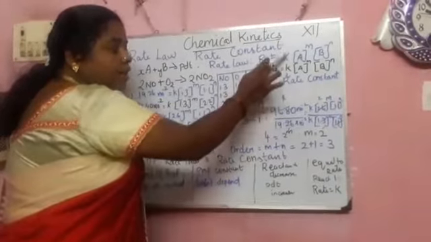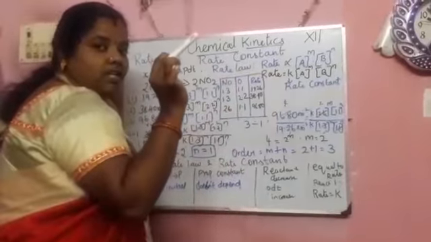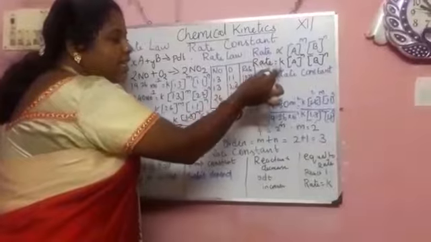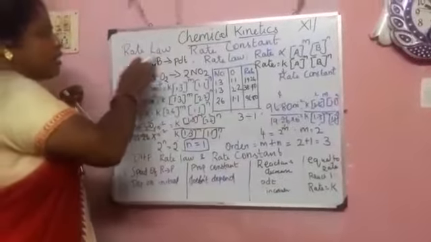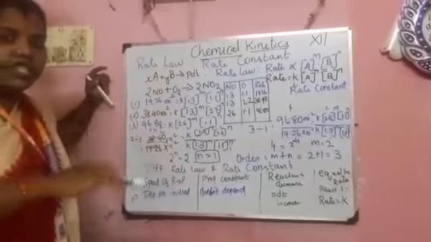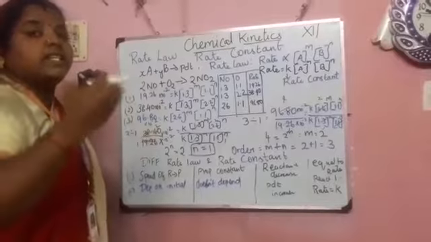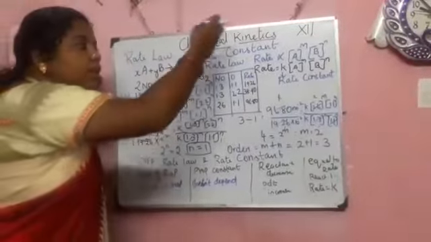So here, in place of proportionality, we have given one constant letter K. K is the rate constant. Now we are able to understand what the rate law is and what a rate constant is. The rate law means the rate is directly proportional to the concentration of A and B. And the rate constant is a proportionality constant which is included in the rate law.